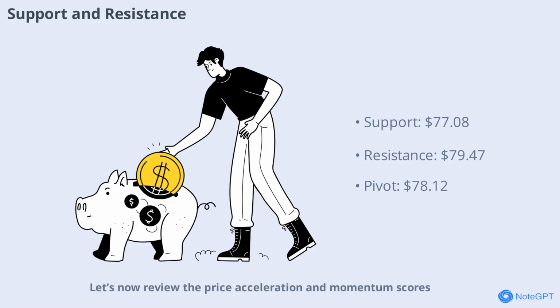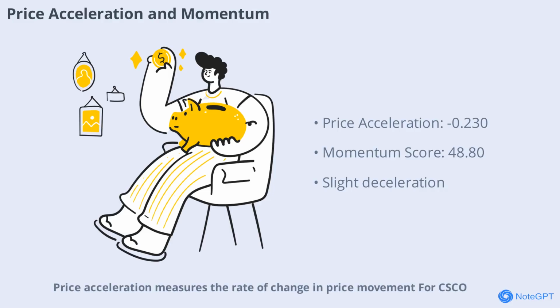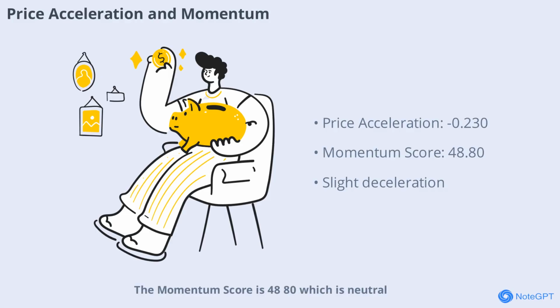Let's now review the price acceleration and momentum scores. Price acceleration measures the rate of change in price movement. For CSCO, the price acceleration is -0.23, indicating a slight deceleration. The momentum score is 48.8, which is neutral. These figures suggest that while the stock has been trending upward, the pace may be slowing, and traders should watch for signs of consolidation or reversal.